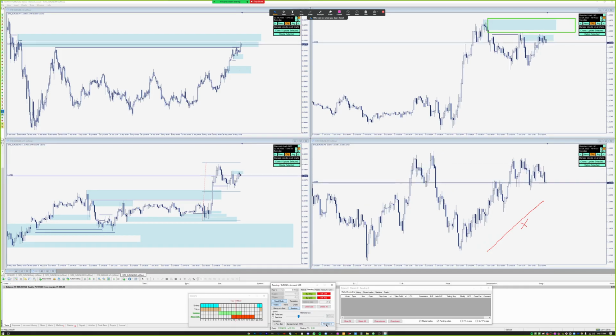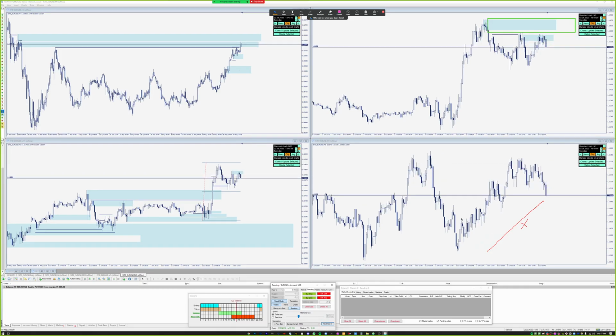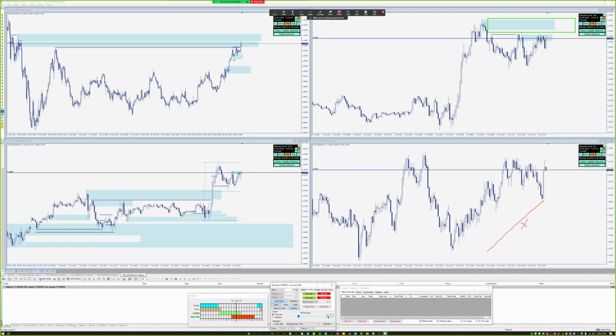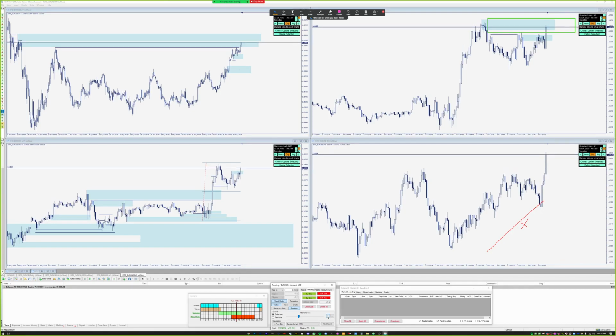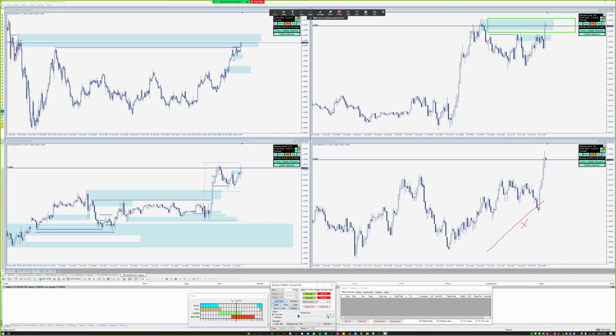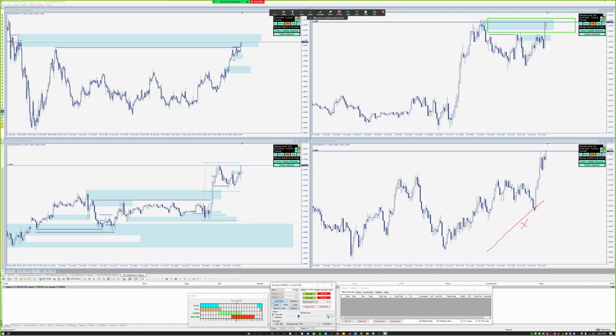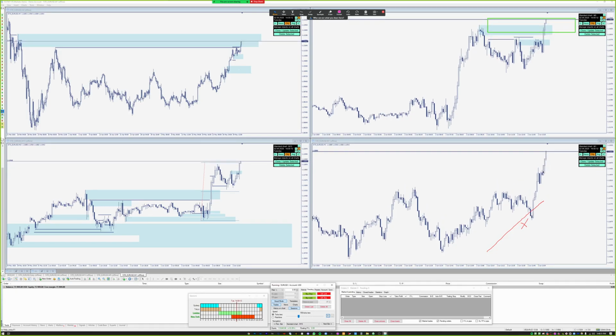Push price forward a bit. If anything, I want to see a 1-minute change of character here first. We're building equals too much though. There you go. Swept into our higher zone. Again, we're still within session, so this is not like the worst place to short, but I want to wait for my 1-minute change of character.